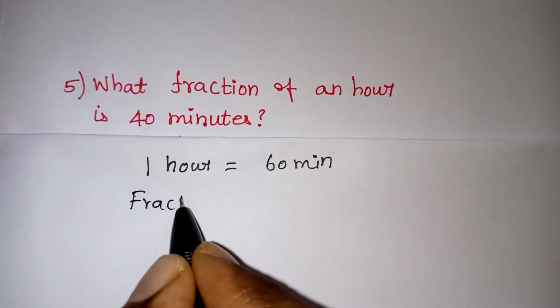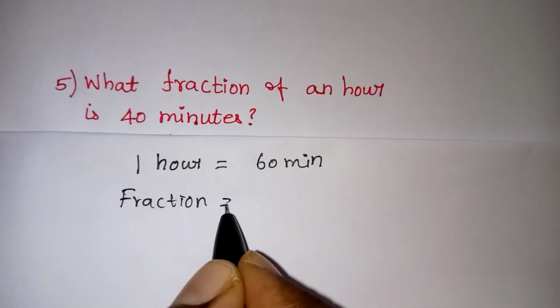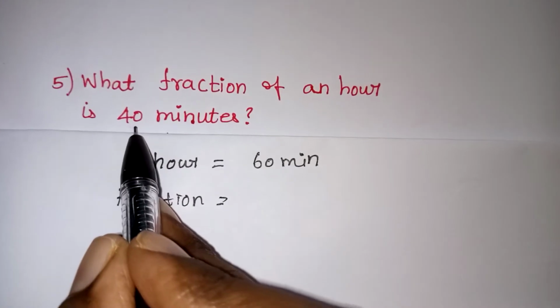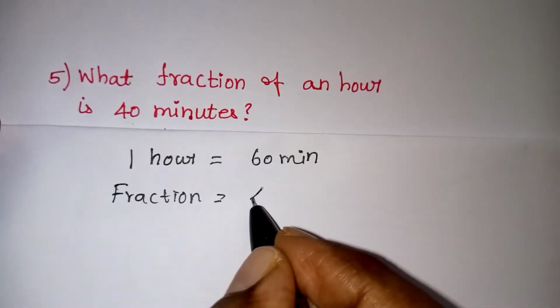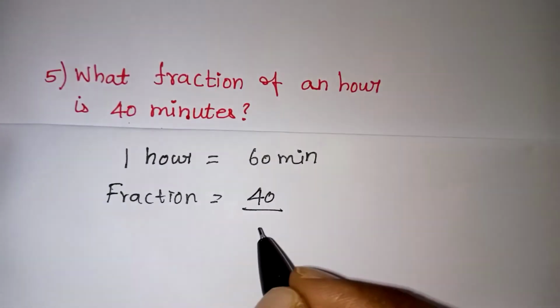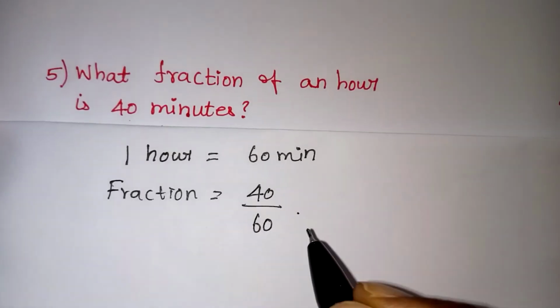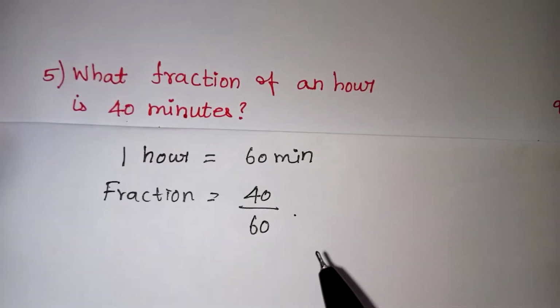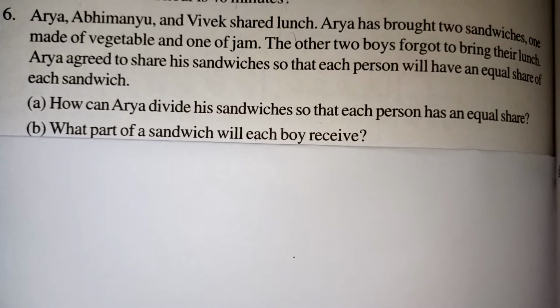So the fraction is equal to, they have asked you to write the fraction for 40 minutes. 40 minutes out of 60 minutes. So 40 by 60 is your correct answer. We'll move on to the next problem now. So children, here comes our sixth question.